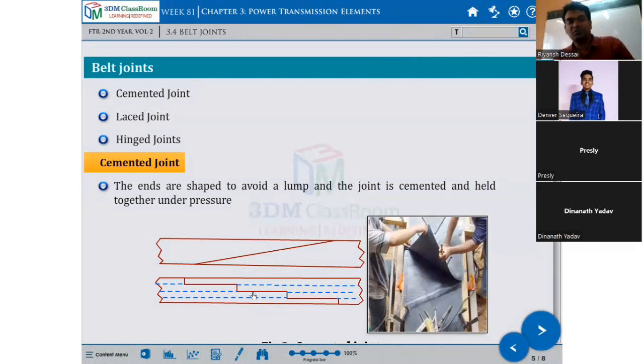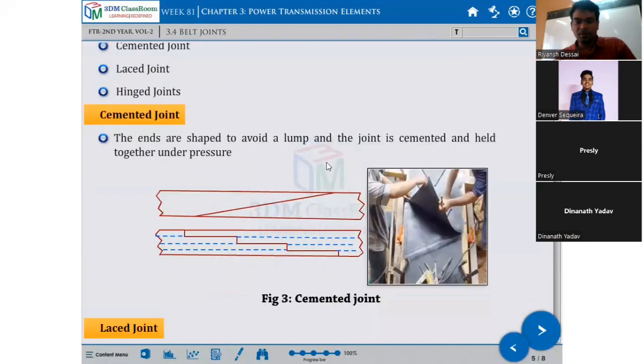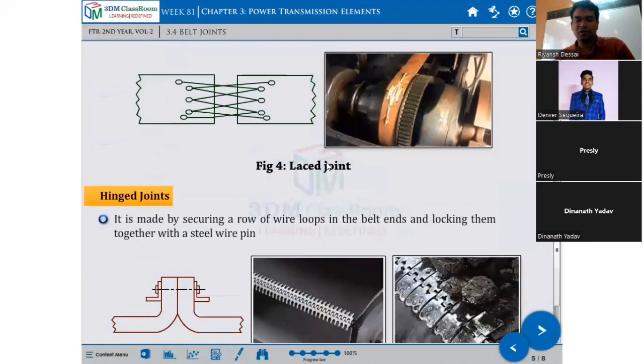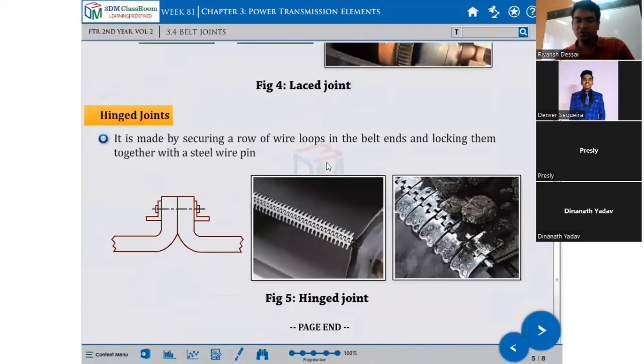Then belt joints. We have different types of belt joints, and some of the belt joints are shown here.